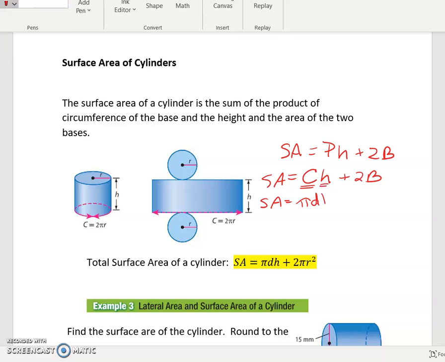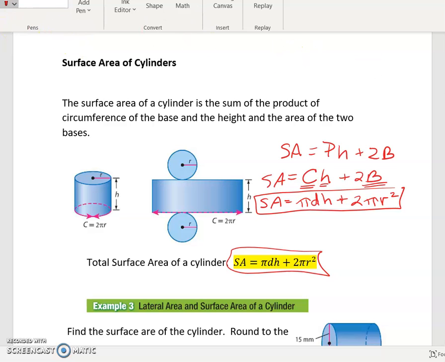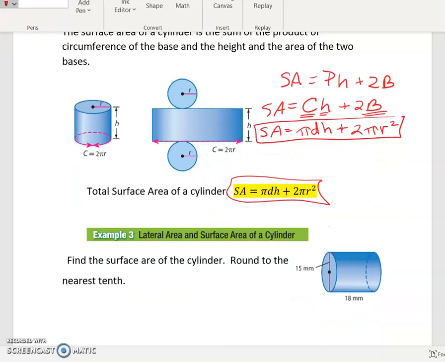And then I still have the height of my cylinder. And then I've got the area of the base, so I've got two of those. The area of a circle is pi r squared. So that's how I end up with our formula for surface area. It's the same thing that we did, perimeter times height plus 2 times the area of the base. We just got super specific because we have circles and we have special formulas that we can use for those.